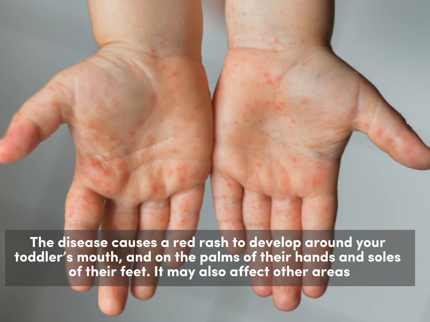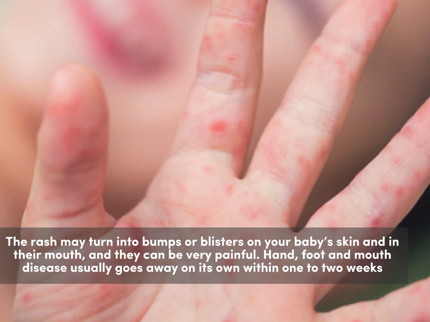It may also affect other areas. The rash may turn into bumps or blisters on your baby's skin and in their mouth, and they can be very painful. Hand, foot, and mouth disease usually goes away on its own within 1 to 2 weeks.